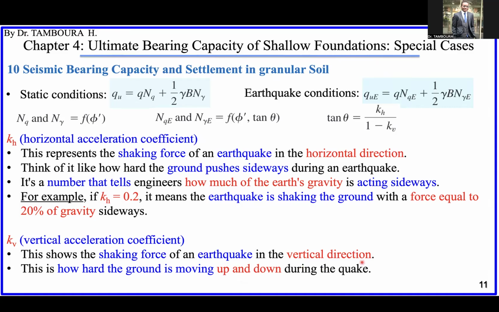Okay, so similarly to the example I took for the bus, when you are on the bus and it runs over a bump, for example, you will be lifted up, up and down. So similar to that. If we have, for example, kv of 0.1, it means that the vertical shake is 10% of the earth's gravity. Okay, so I hope you understand now the meaning of this kh and kv for those who are not familiar with earthquake engineering.